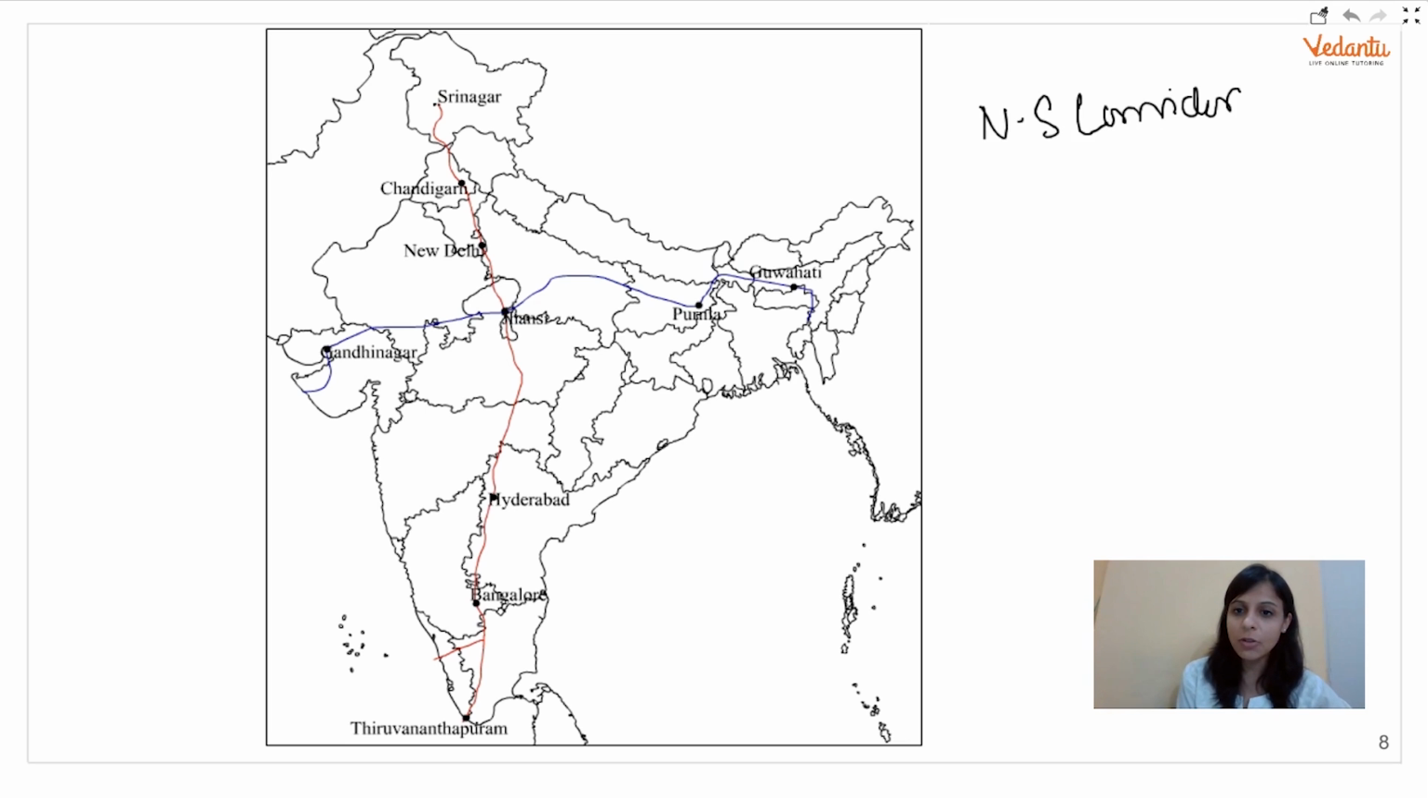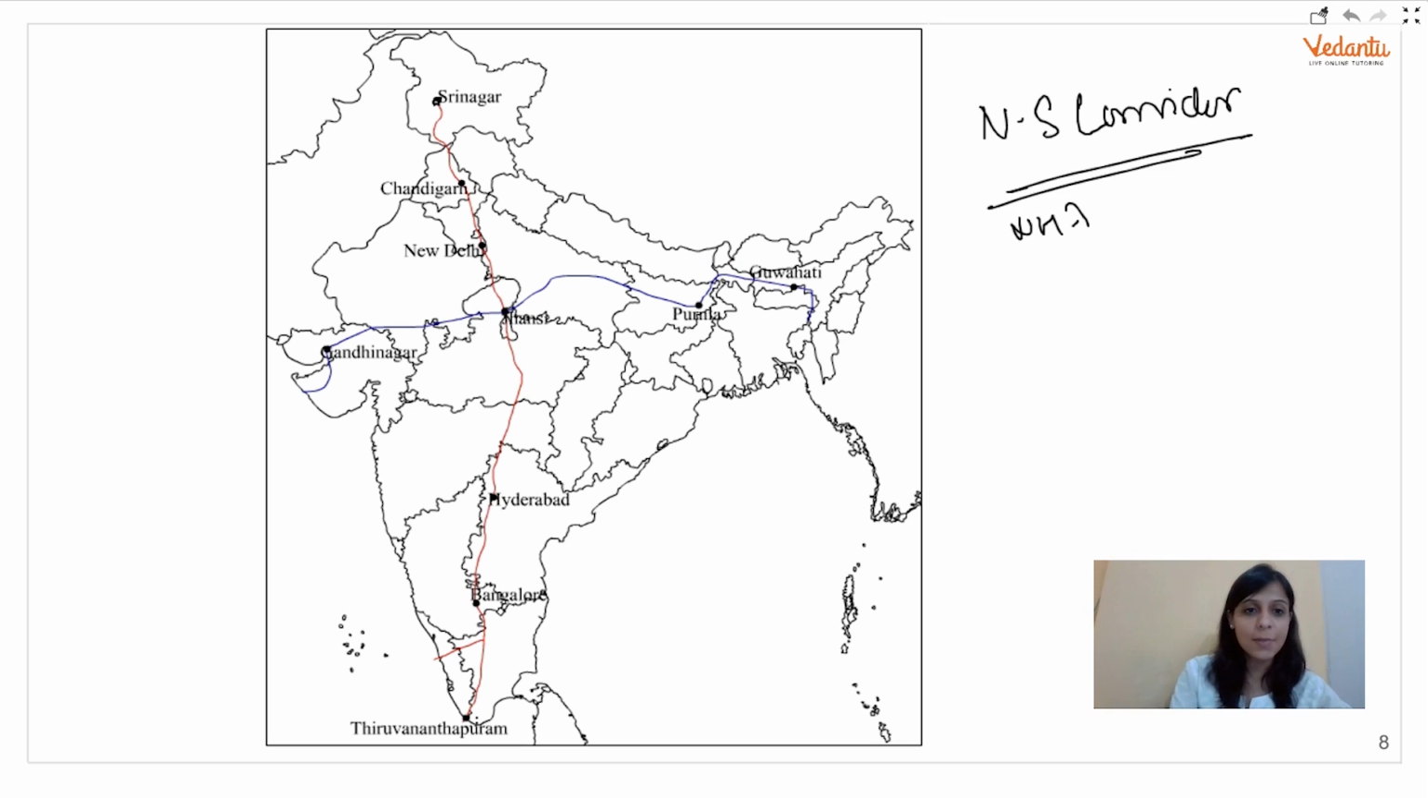So the north to south corridor we just marked goes right from Srinagar to Kanyakumari. Right here we just marked this Srinagar to Kanyakumari. That's again the same, National Highway 7.